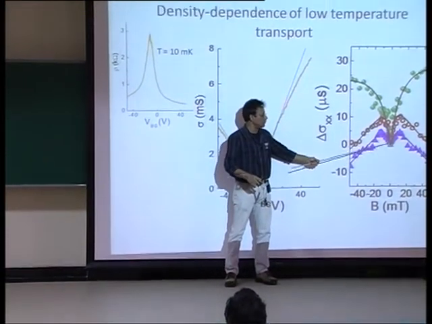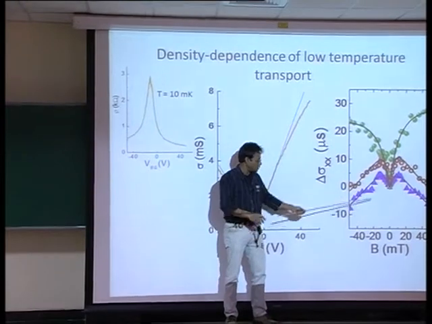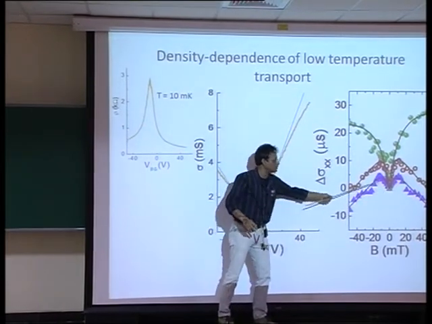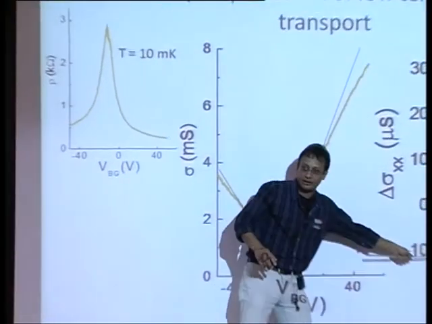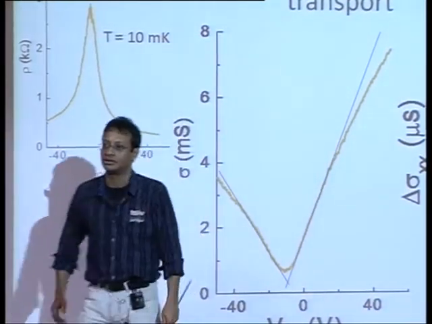You can actually tune from this negative part to, if you go to a slightly higher temperature, you will not see this part at all. You will only see weak anti-localization.